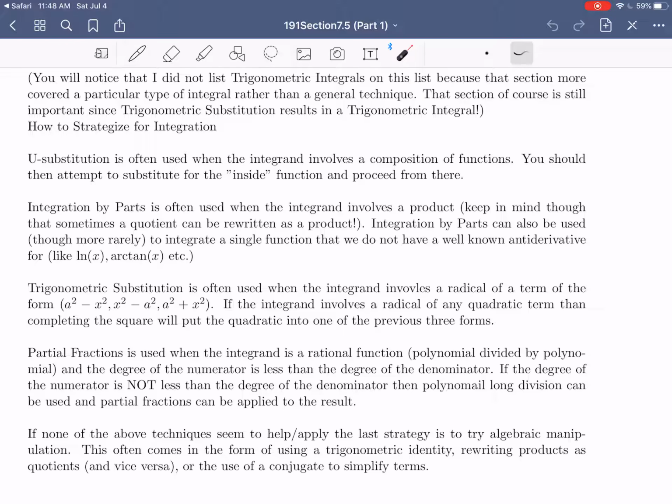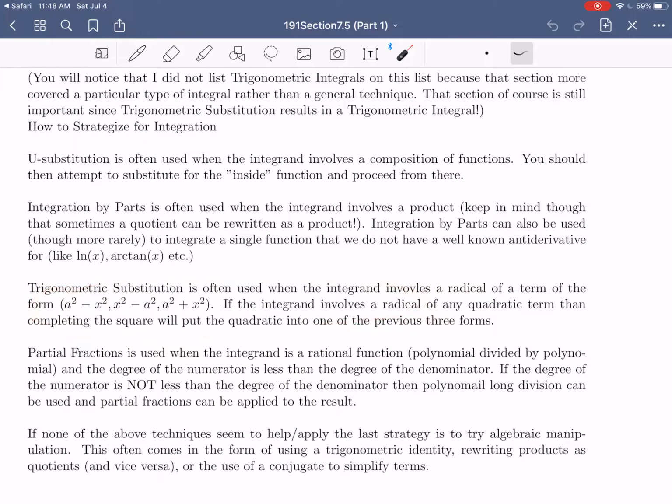A little bit less common, but it still happens, is that integration by parts can be used to integrate a single function when we do not have a well-known antiderivative. That's actually the trick we used for ln x. We also saw that it worked for arctan of x. There are other functions out there where, if you feel like there's not really a composition going on and you don't know the direct antiderivative, you can always try integration by parts and work from there.